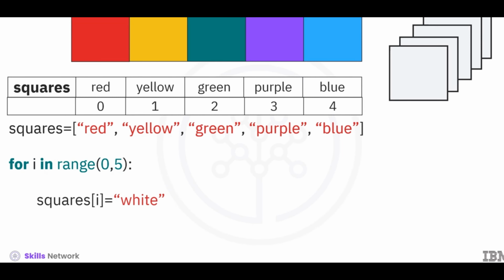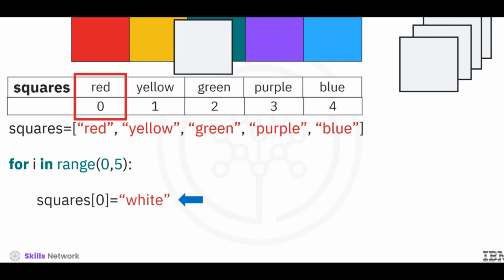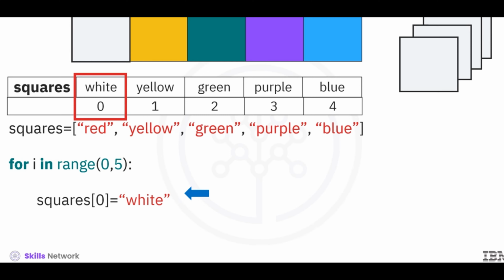The value of i is set to 0. Each iteration of the loop starts at the beginning of the indent. We then run everything in the indent. The first element in the list is set to white. We then go to the start of the indent. We progress down each line.